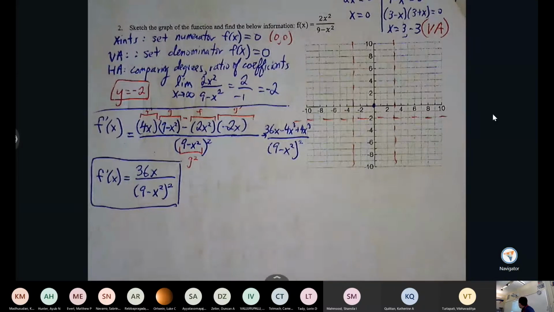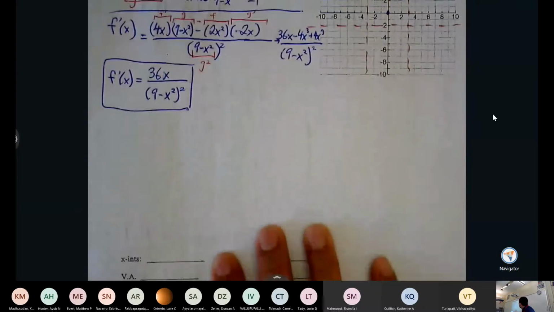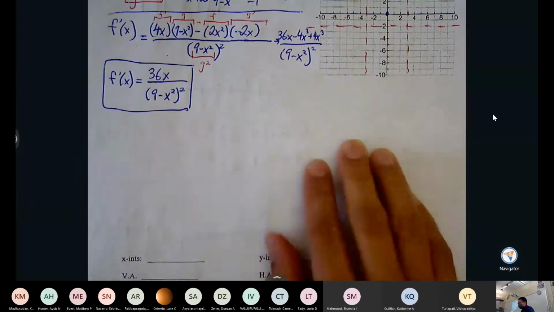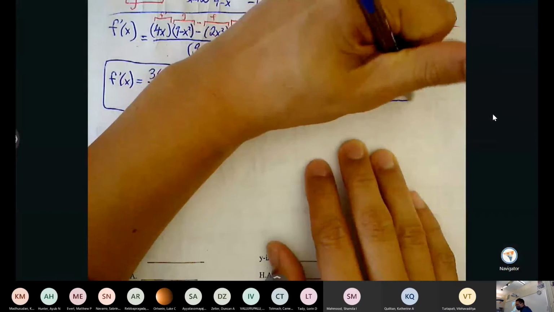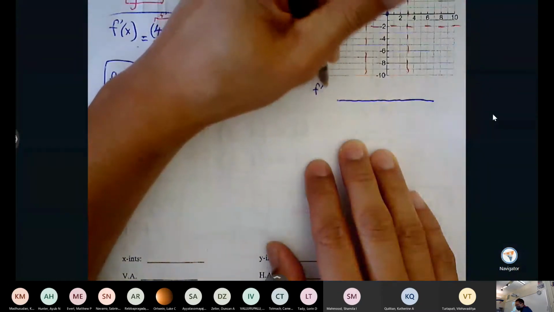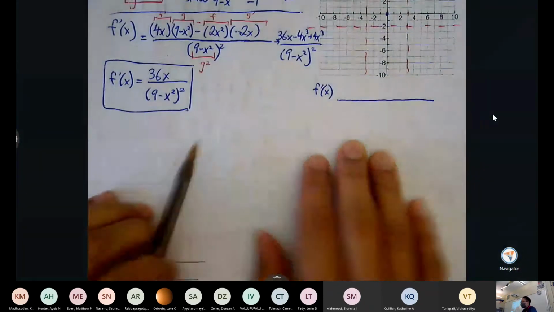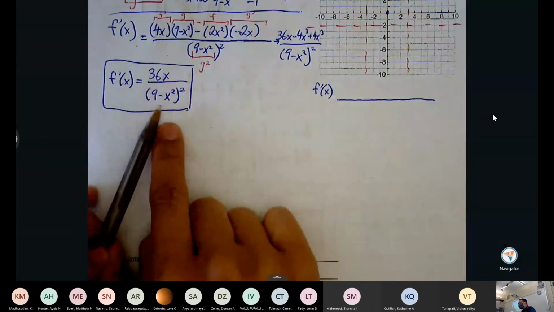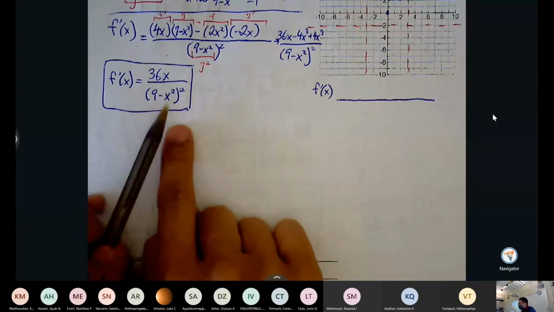Okay, any questions so far? F prime. Slope sign line. And where do we look to populate the slope sign line? Numerator. Okay, numerator. But also denominator as well, right? Let's talk about both of these locations.